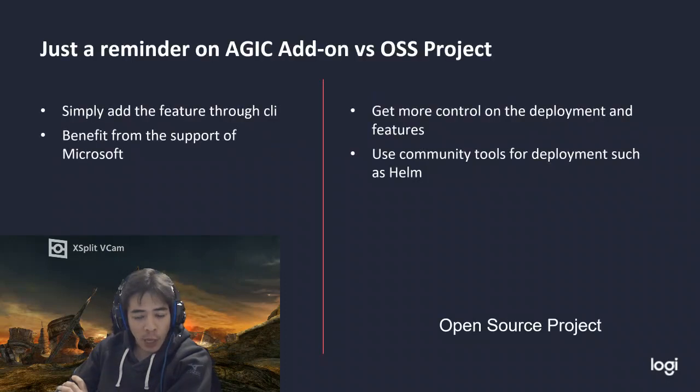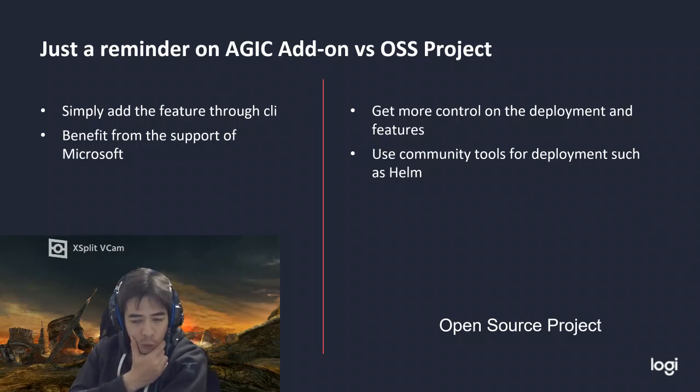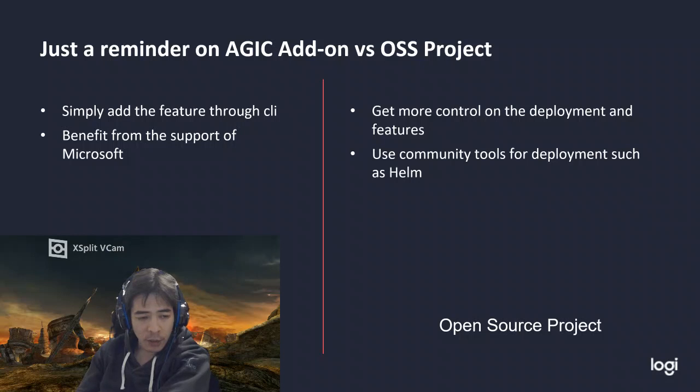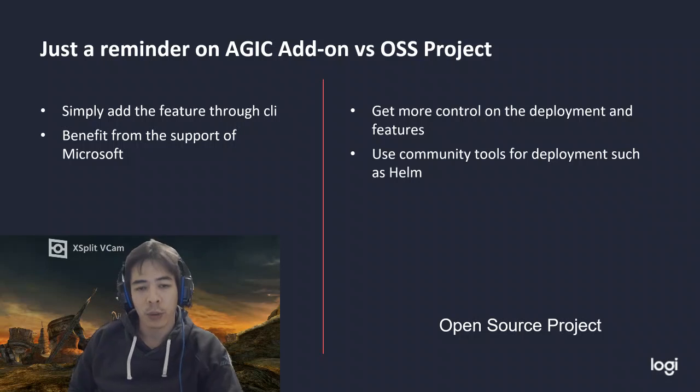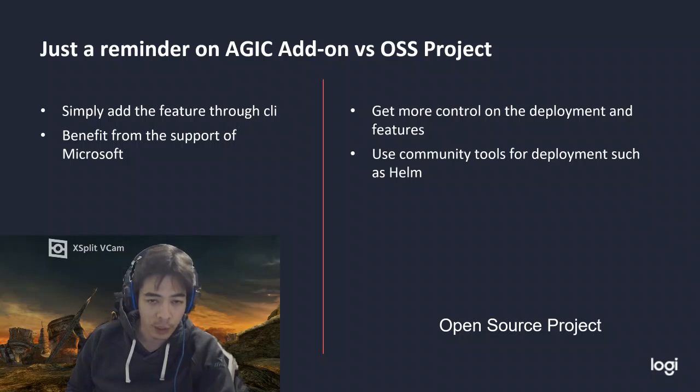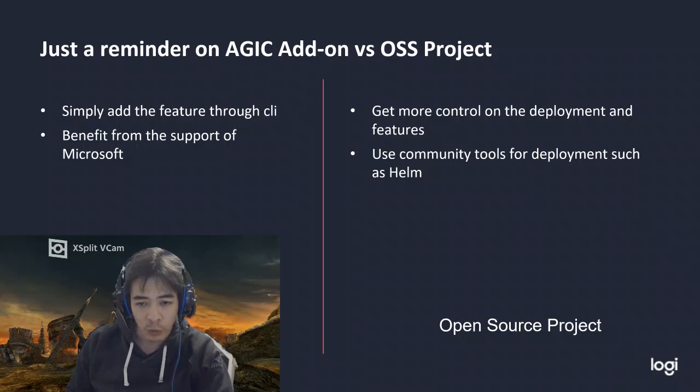Okay, let's get going now. We also have two flavors currently of using AGIC. One is an add-on, an add-on in AKS being just something that you configure with an az command line. And the other one, the first one available as a matter of fact, was an open source project which can be deployed with all the tools that you are used to using, such as Helm, or well, mainly Helm anyway.